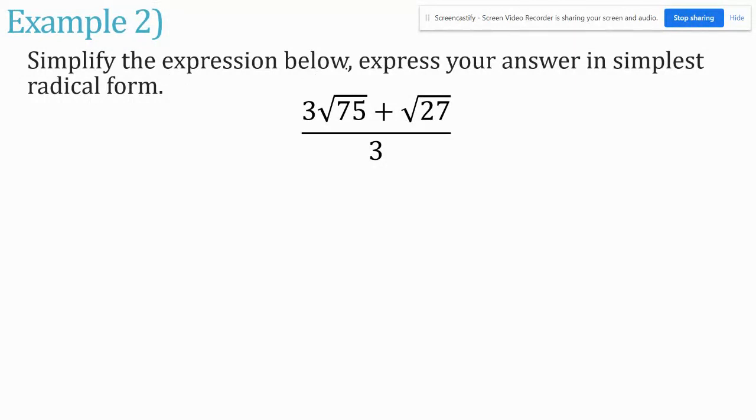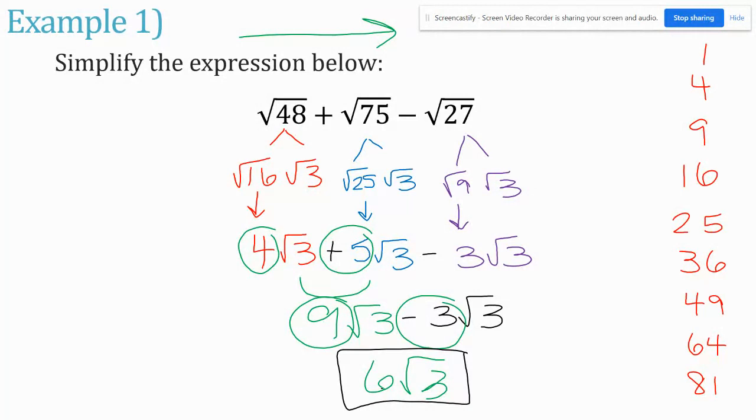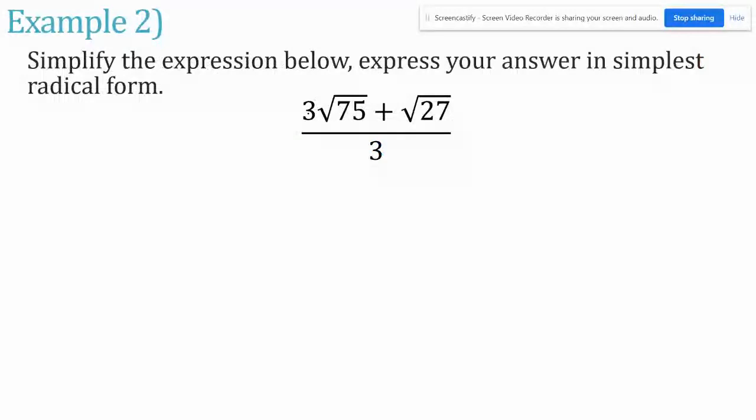Simplify the expression below. Express your answer in simplest radical form. And just to be clear, this is in simplest radical form. We cannot simplify this any further. We didn't round it, anything like that. So it's exactly like what you just did. Okay, so we have 3 radical 75 plus radical 27 over 3. These we cannot add, and hopefully they look familiar to you because we just dealt with these radicals in the example before. We're not able to add them because they don't have the same number underneath.